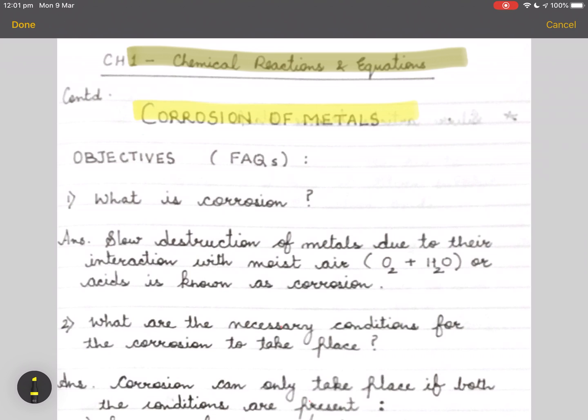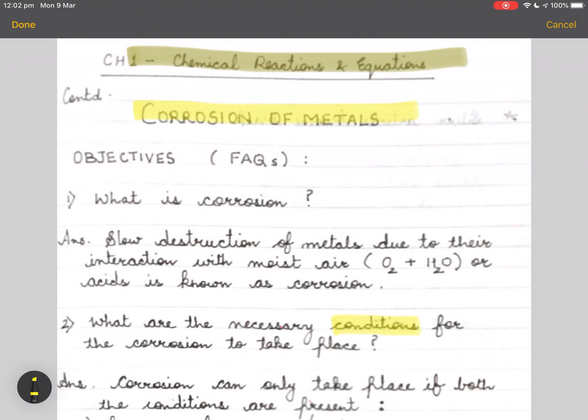We'll be learning about the definition of corrosion. We will also be learning about the conditions necessary for corrosion to occur, and various metals which undergo corrosion, which do not undergo corrosion. And very important to understand corrosion, we have an activity, and definitely you can expect a board question on this activity. So here we go.